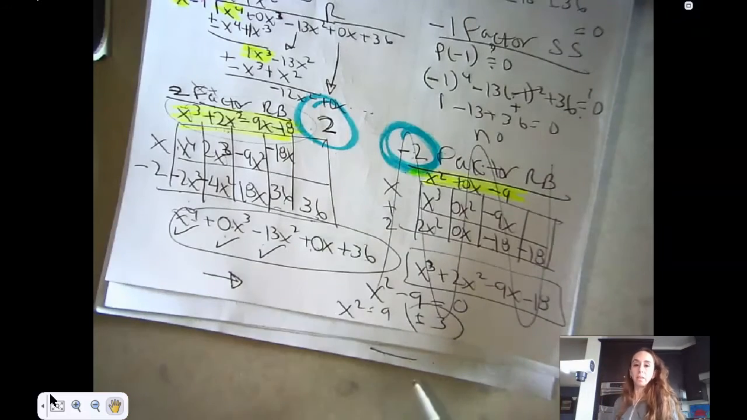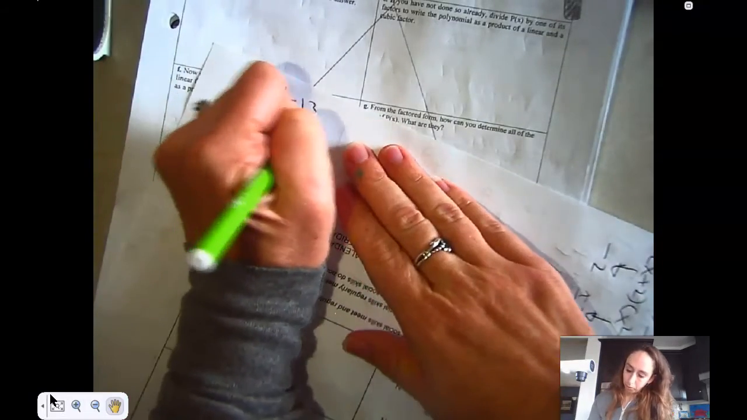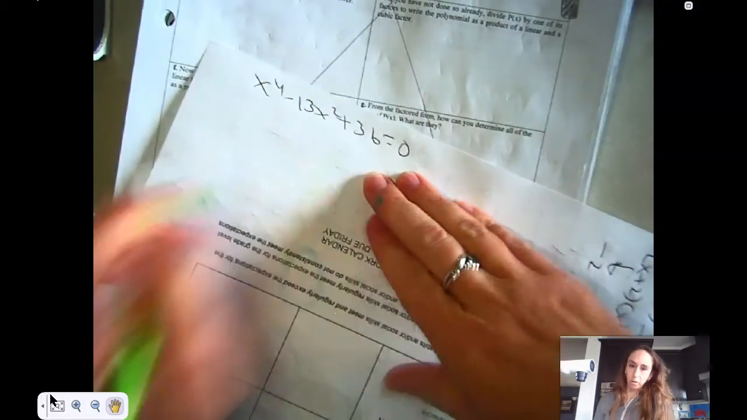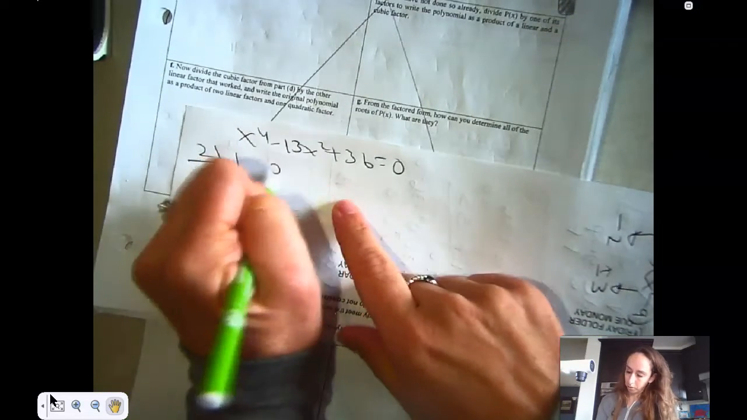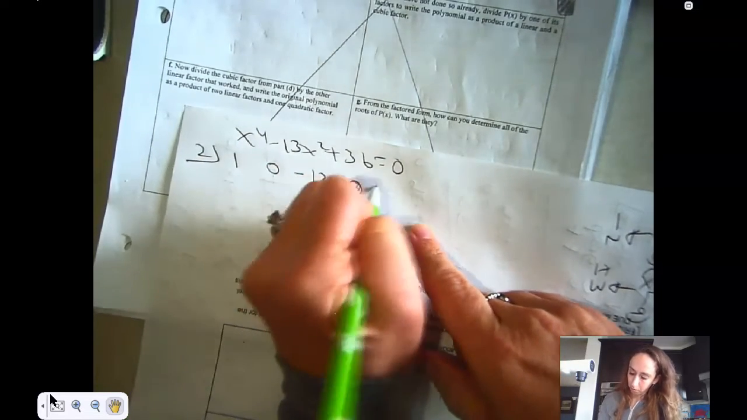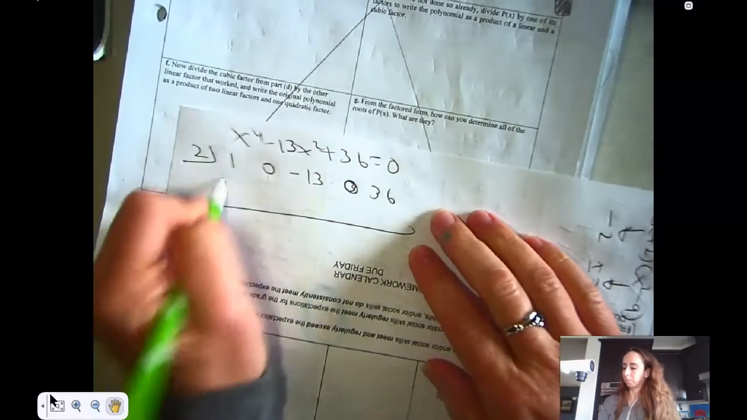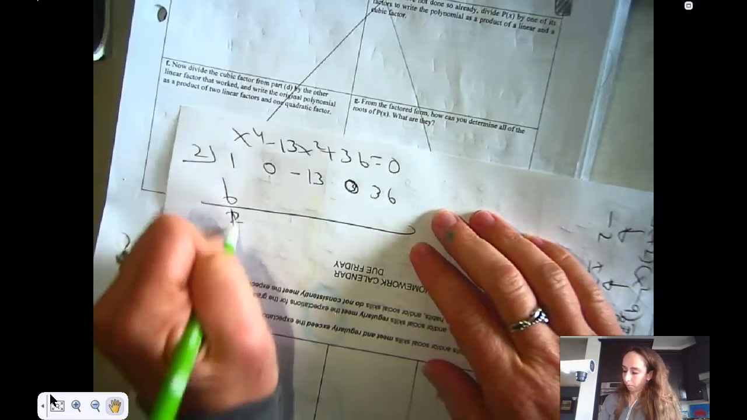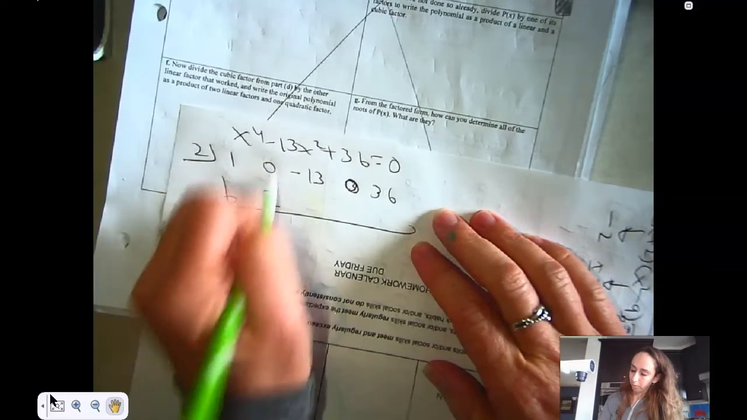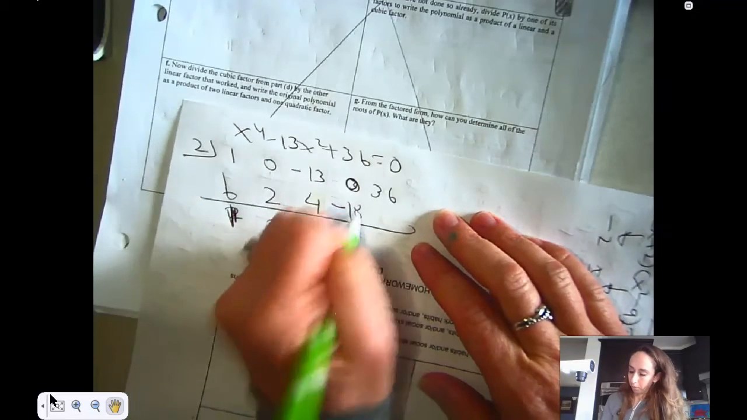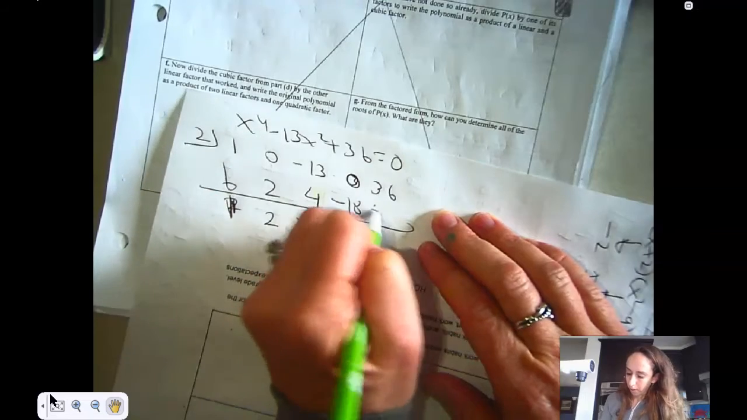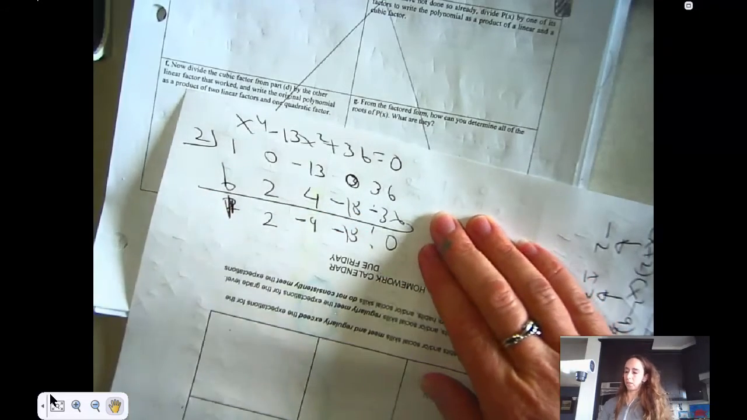I didn't even acknowledge synthetic division. Okay? So let me do synthetic division. If I was to do x to the 4th minus 13x squared plus 36 equals 0. Okay, and if I would have done synthetic division, let's say I tried 2, 1, 0, -13, 0, 36. Bring it down. Diagonal, multiply, vertical, add. Diagonal, multiply, vertical, add. Diagonal, multiply, vertical, add. Diagonal, multiply. Yay, it works. That's a factor.